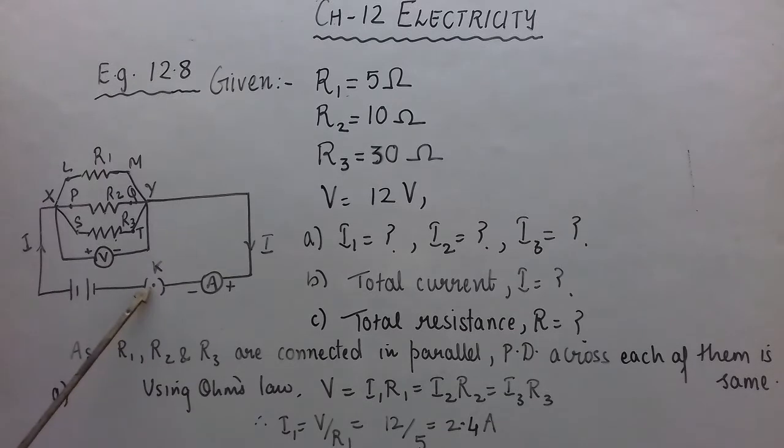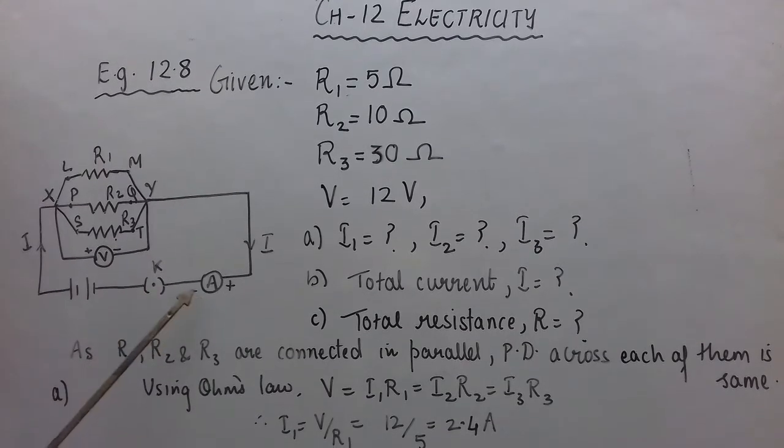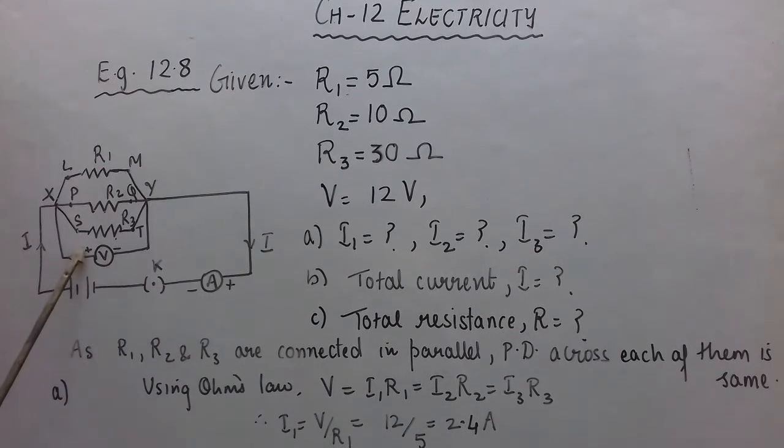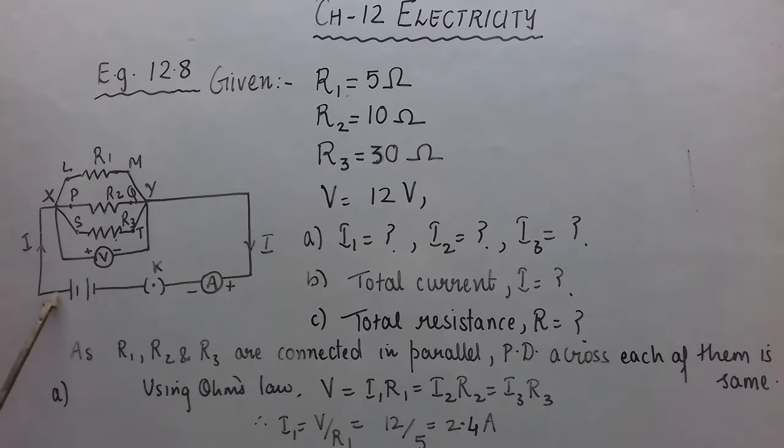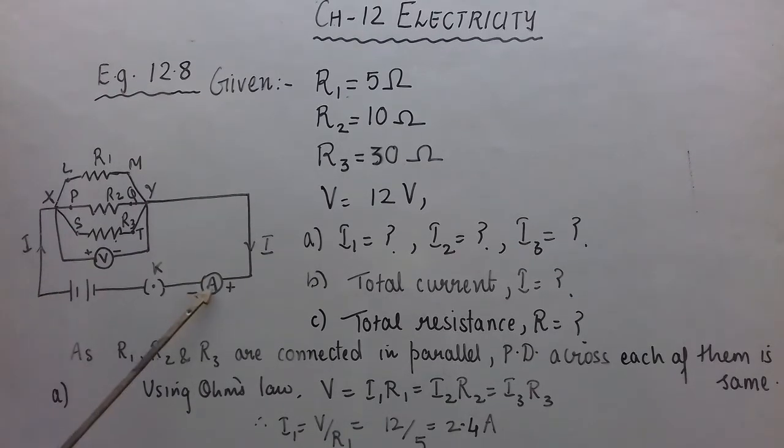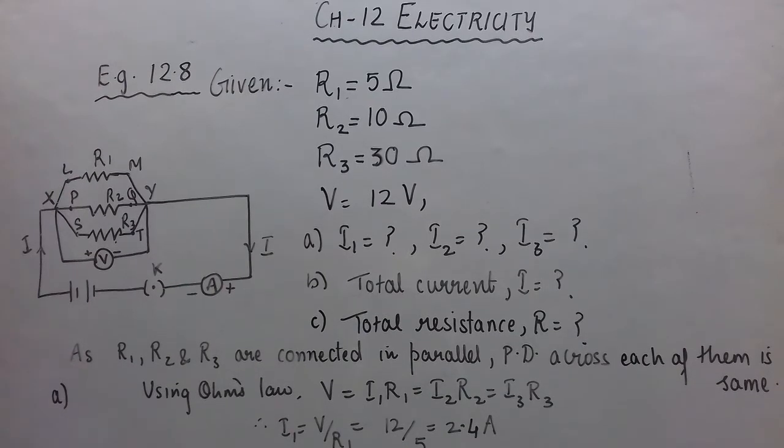The key is there, which is closed. Here we have an ammeter. Remember that the positive sign of the voltmeter is towards the positive side of the battery, and similarly the same for the ammeter also. Okay, now I'll read the question again.